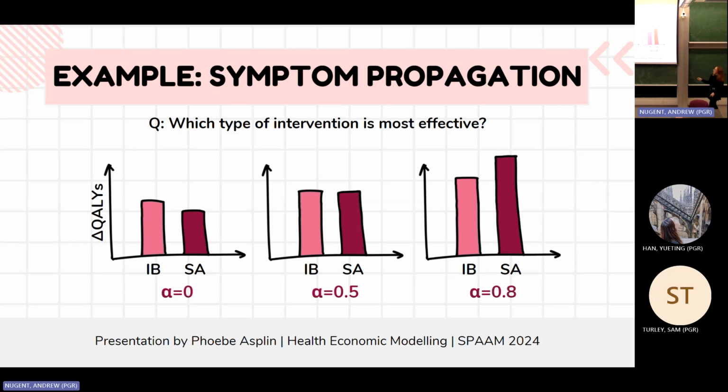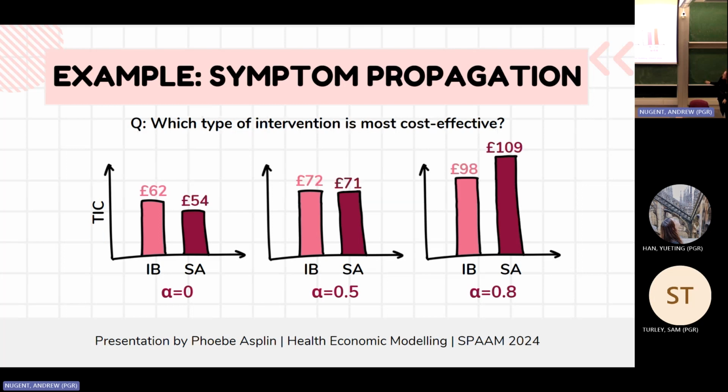But for high alpha, alpha equals 0.8, we find that symptom attenuating gains more QALYs. We can also shift this to looking at our threshold intervention costs, although they're about the same because we've assumed that they have the same uptake. In this case, if our vaccine cost £60 per dose, our IB vaccine would be cost effective, but the symptom attenuating one wouldn't be cost effective.